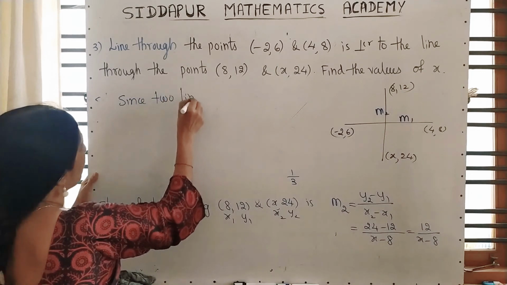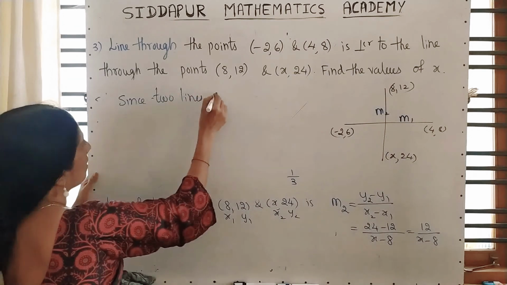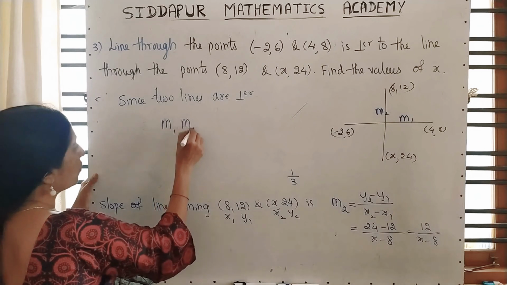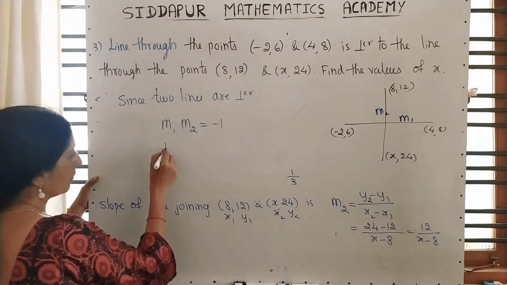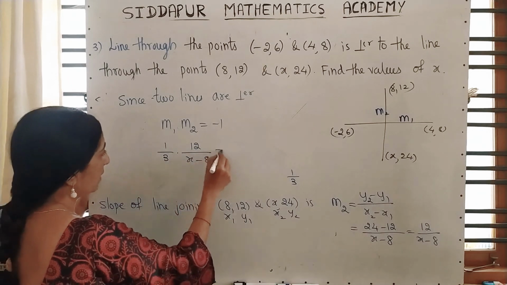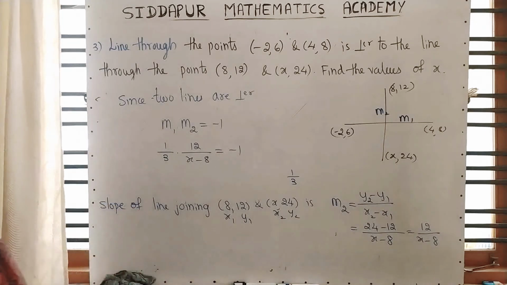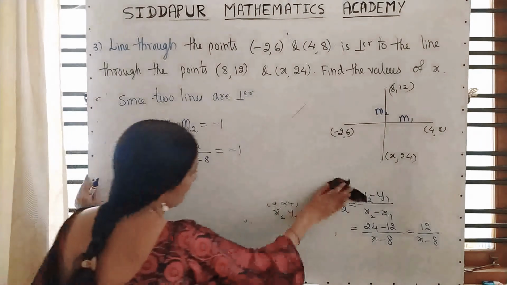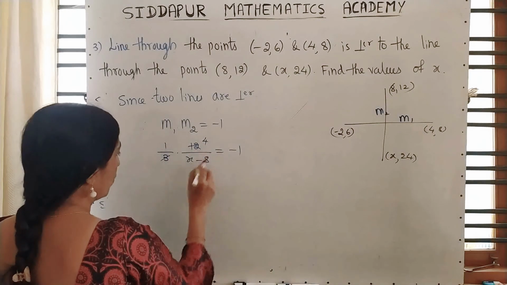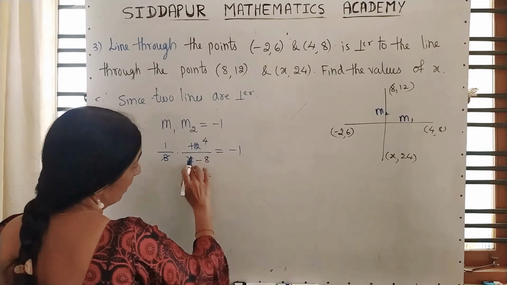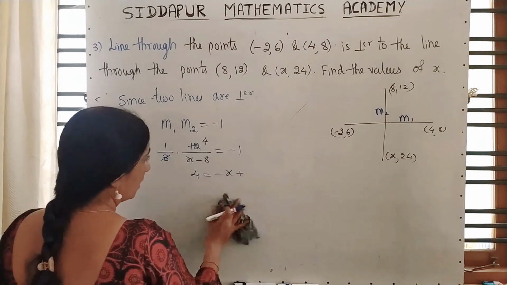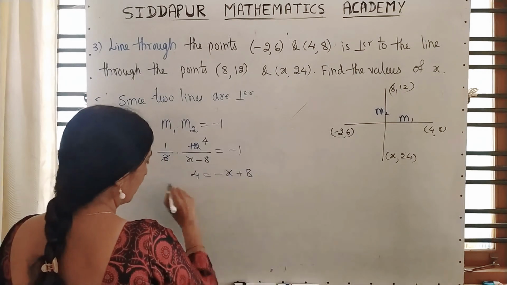Since two lines are perpendicular, therefore m1 into m2 is equal to minus 1. 1 by 3 into 12 upon x minus 8 is equal to minus 1. Now if there is any cancellation, go for that cancellation. Cross multiply. 4 is equal to, if you multiply with minus 1, minus x plus 8. Just I rearrange that. I took minus 8 on that side.